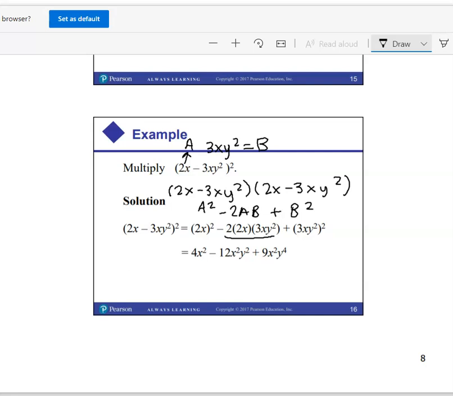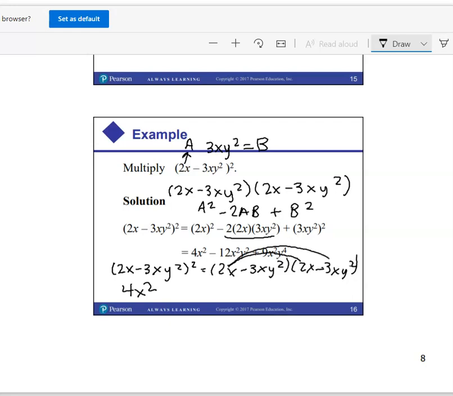Okay, but it's possible to just do the FOIL method instead of trying to remember all those formulas. Just know that if we're squaring this, we're multiplying these terms by themselves. Okay, and then you would do first, so 2x times 2x would be 4x squared.